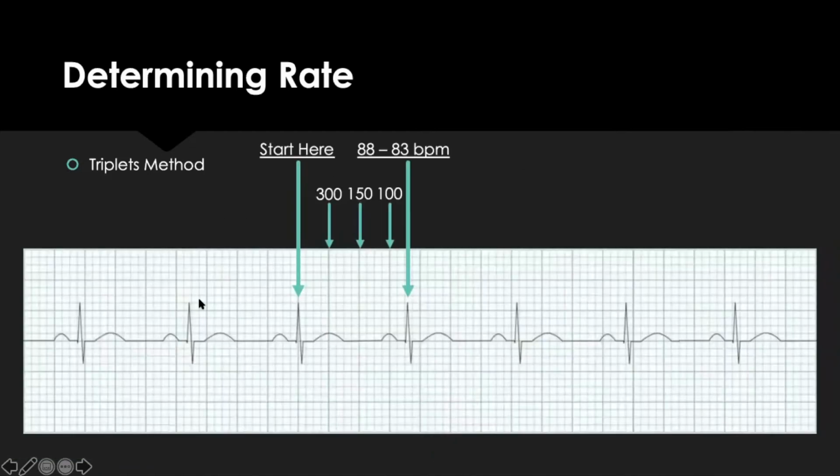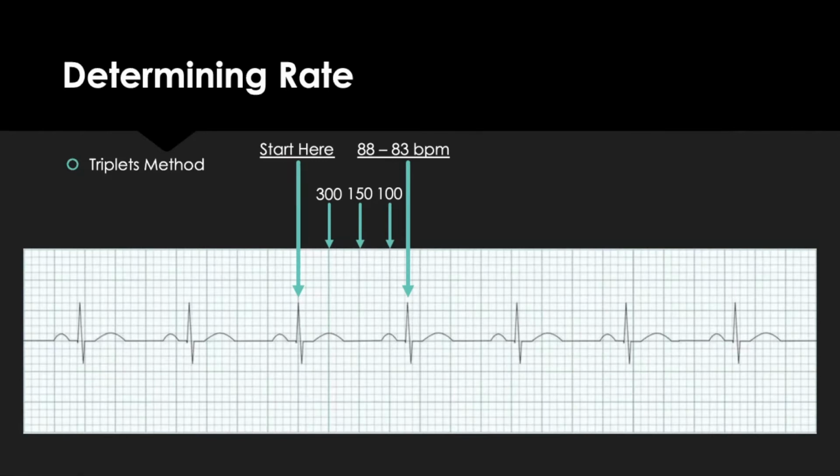Here's another example. With this, you start with one that's close to or on top of the start of a big square, and then you count. So one big square, 300, two big squares, 150, three big squares, 100, and then that one's between 100 and 75.